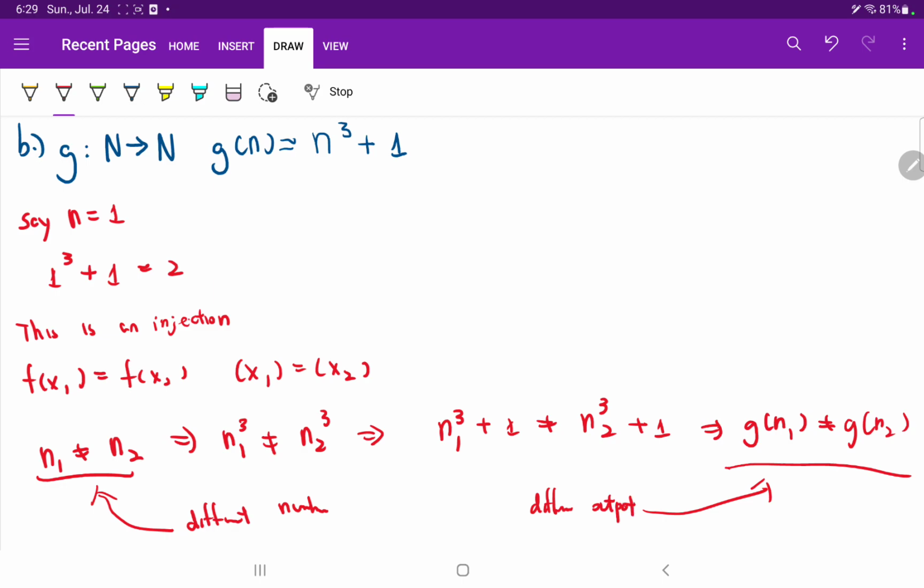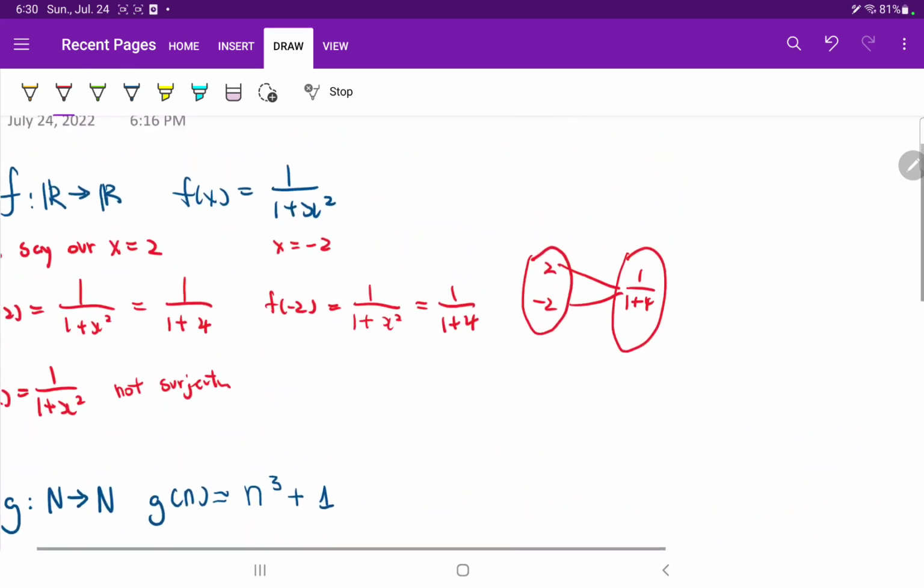If I have two values, x1 and x2, and they're not equal to each other, and I plug them into our equation, they are not going to give me numbers that are equal to each other, because if they do, it's not injective. So it's satisfied. Therefore, I have proved that our function g(n) equals n cubed plus 1 is an injective function, but not a surjective function.